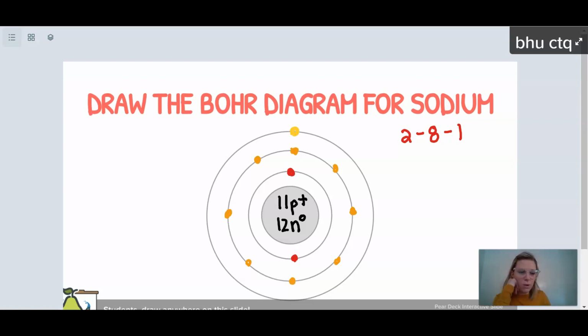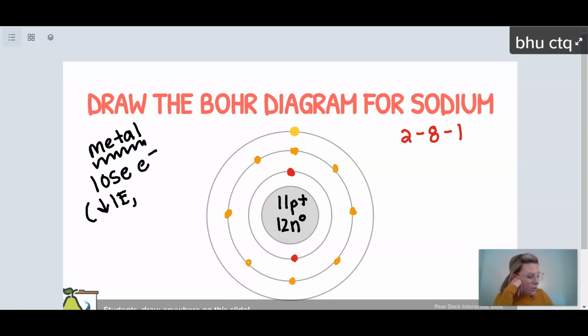Now, something to note about sodium, remember that sodium is classified as a metal, right? So if it's classified as a metal, that means that it is going to lose electrons. And again, the reason it loses electrons is because it has low ionization energy and low electronegativity. So it doesn't require that much energy to take the electron away, and it has very, very little attraction to electrons. And so therefore, this valence electron on the outside will go away, okay?